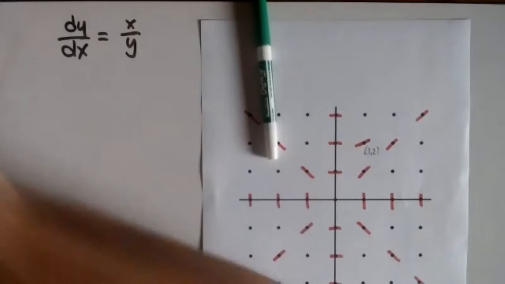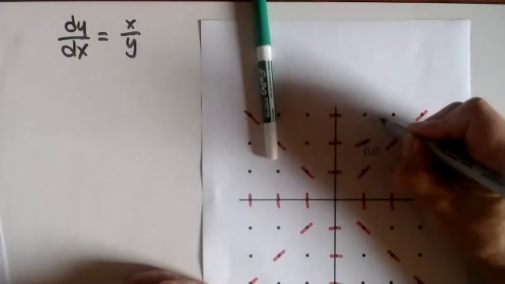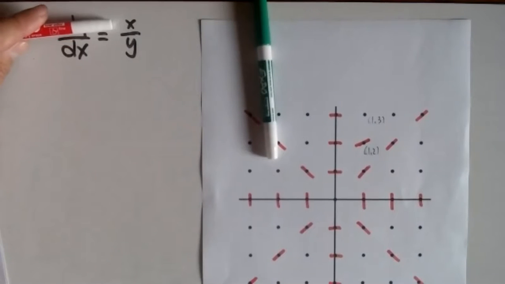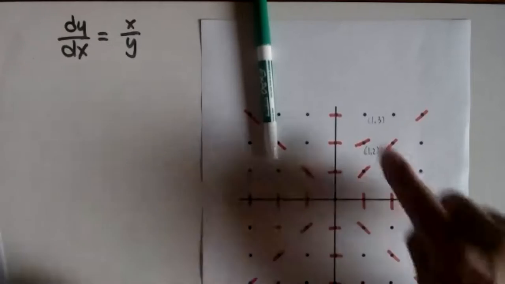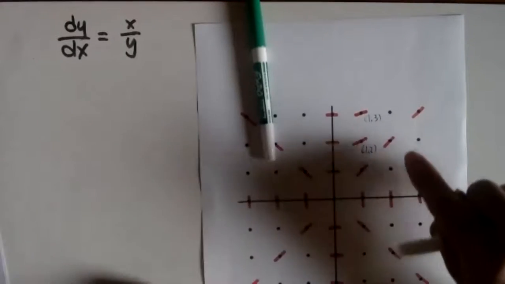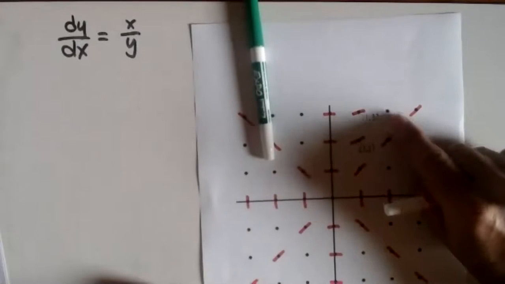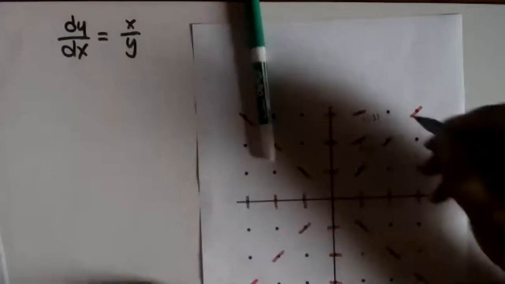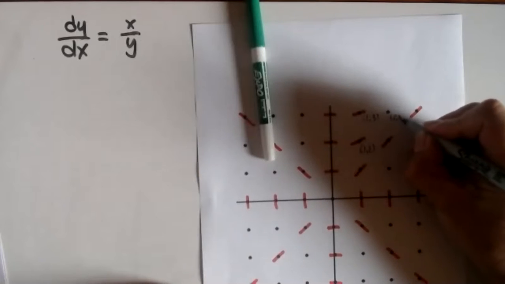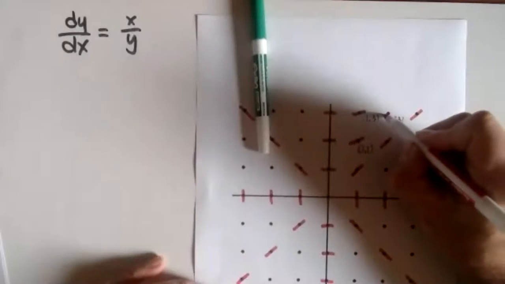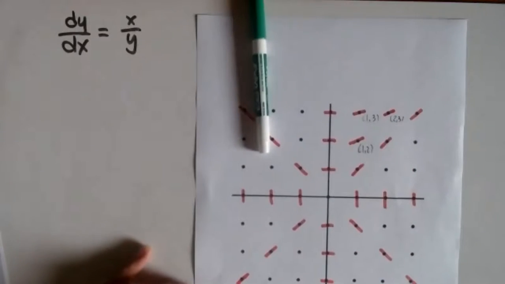This is the point 1, 3. Okay, so this slope is going to be 1/3. So it's less than this one, so it's more horizontal, correct? Now this, right, is the point 2, 3. So this is 2/3. So this is a little bit more than this. So this is going to be like that, right?